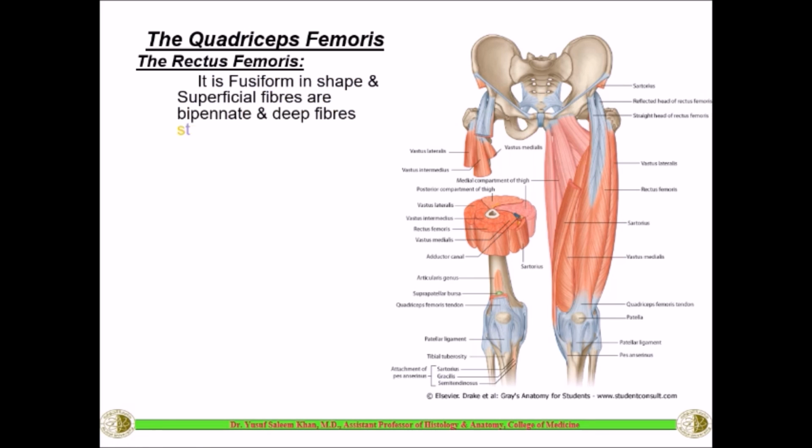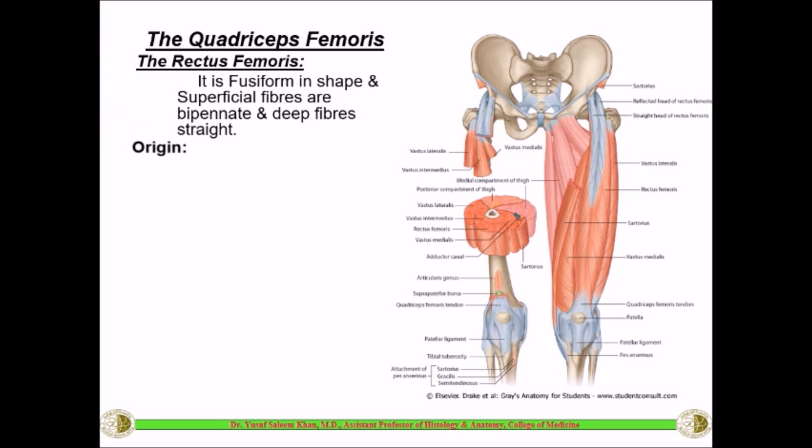This is fusiform in shape, and the superficial fibers are bipinnate and the deep fibers are straight. If you see here, the superficial fibers, bipinnate means they are in two directions. The fibers, if you can see here, are in two different directions. This is called bipinnate. So the superficial fibers are bipinnate, and if you see the deep fibers, they are straight.